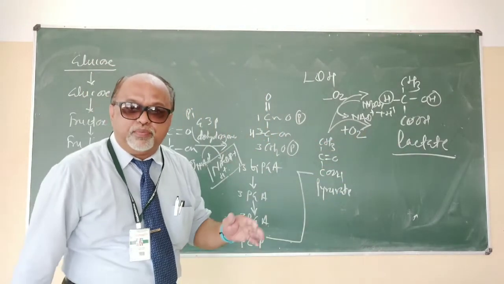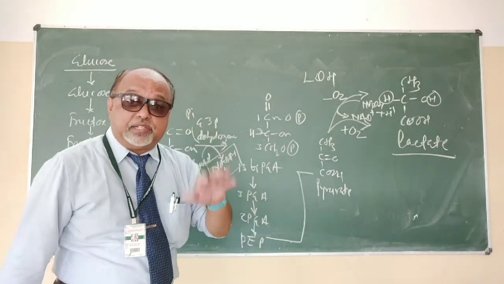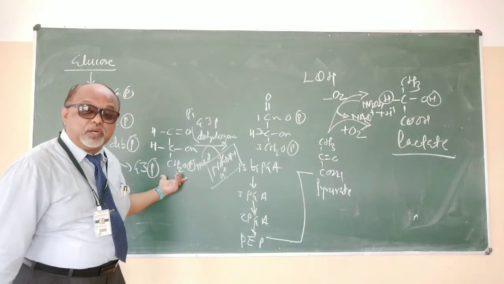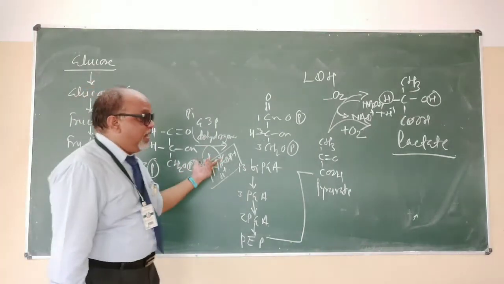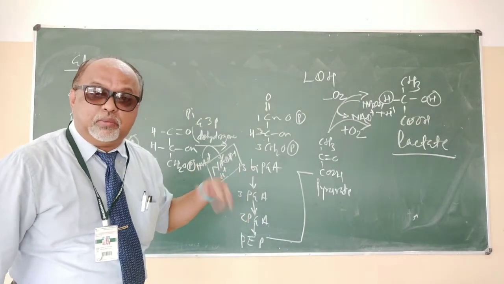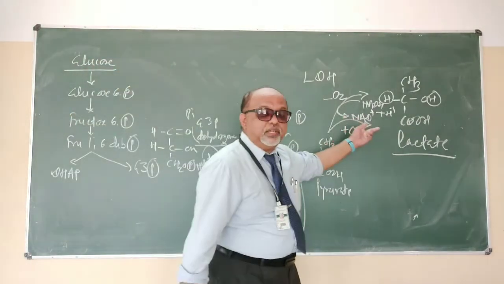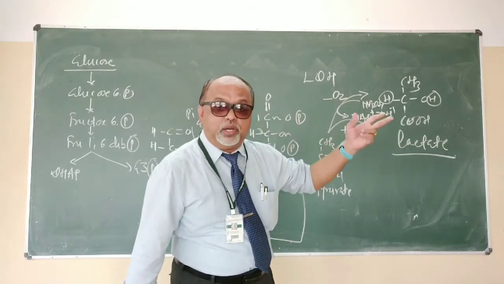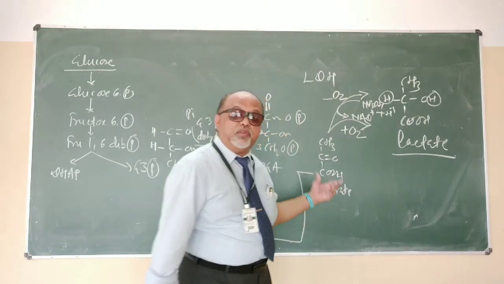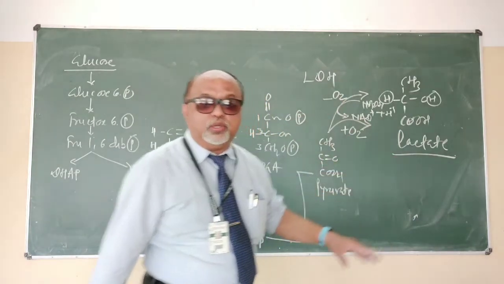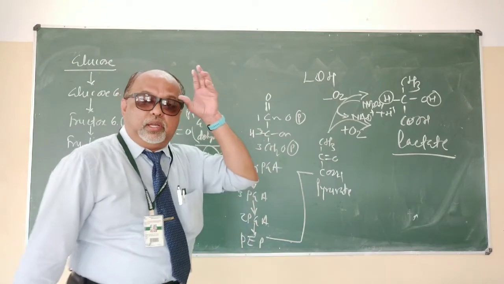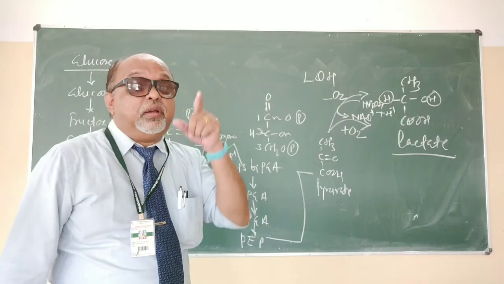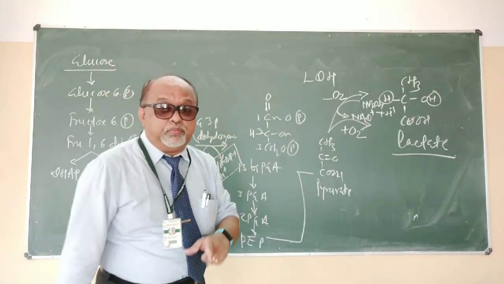Now the definition is: organic compounds act as an electron donor as well as electron acceptor. Here glyceraldehyde 3-phosphate is the electron donor, and NAD is the electron acceptor. Both are organic compounds. In the same way, NADH plus H plus is the organic compound electron donor, and the receiver is pyruvate, which is also an organic compound, and it gets reduced to lactate. So in both cases, electron donor and electron acceptor are organic compounds. This is the meaning of the definition of fermentation.